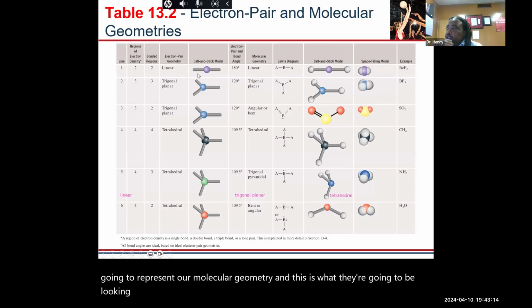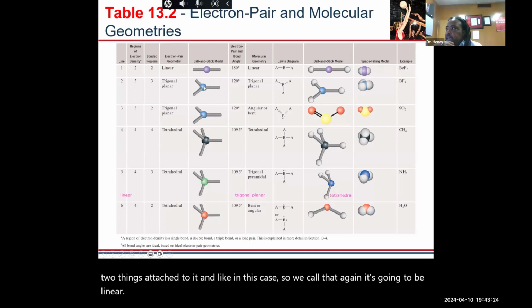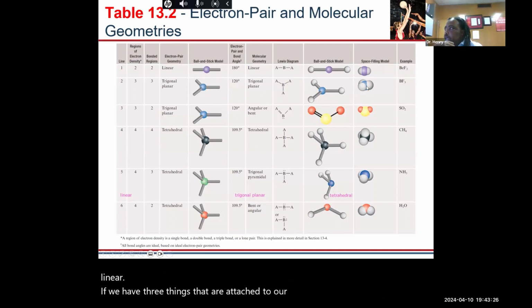So if I have two attachments, two things attached to a center atom, like in this case, we call that, again, linear. If we have three things attached to our center atom, we call that trigonal planar.